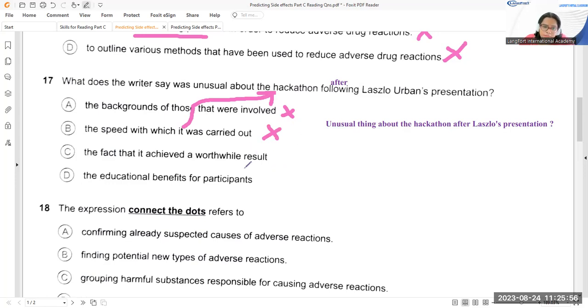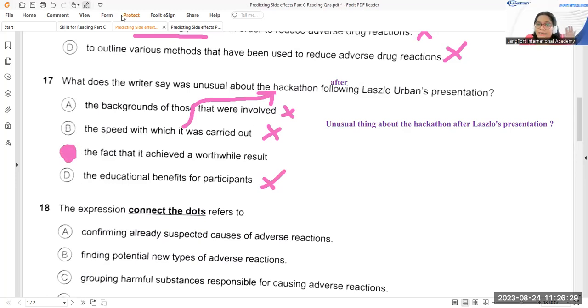Next option, Nivya. Option C, the fact that it achieved a worthwhile result. Is that the unusual thing, that this hackathon was able to achieve a good, valuable result? What do you guys think? Maybe. Yeah, it can be. Last one, option D, the educational benefits for participants. Did they mention anything about educational benefits? No. So C. All of you are correct. Ashwini, you are also correct. The answer is option C, right?